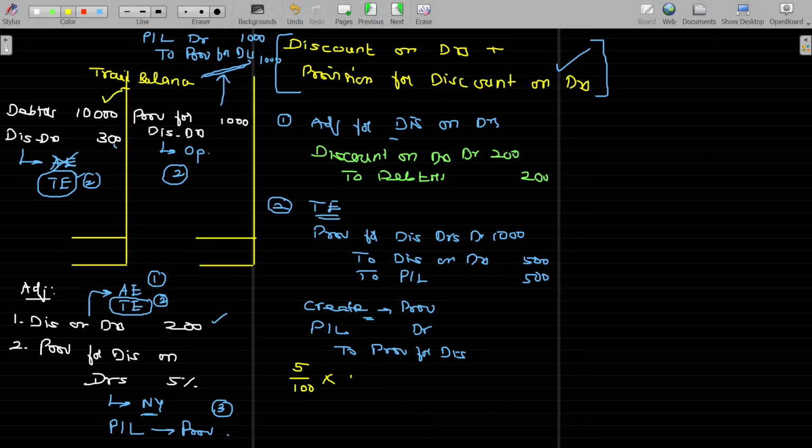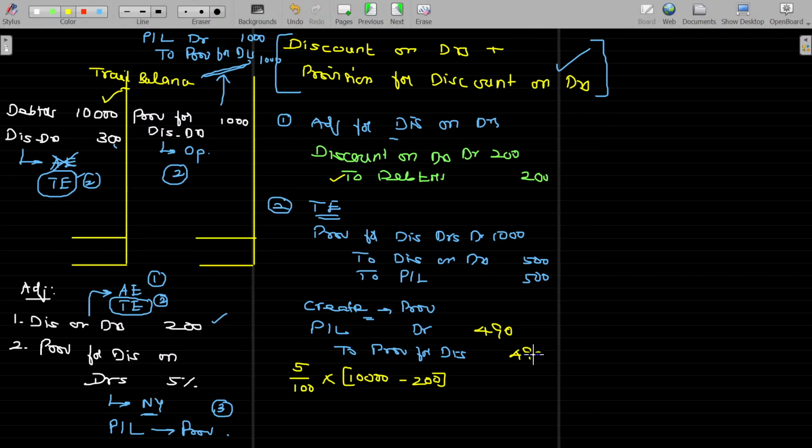Actually, we have 10,000 rupees as the balance in debtors as per the trial balance. By passing the adjustment entry, debtors is subtracted by 200 rupees for the unadjusted discount on debtors. Thereafter, we have only 9,800. For the 9,800, 5% will be created. So 490. So if you are creating any provision, you have to first find out what the debtors balance is, and from that only 5% will be created.